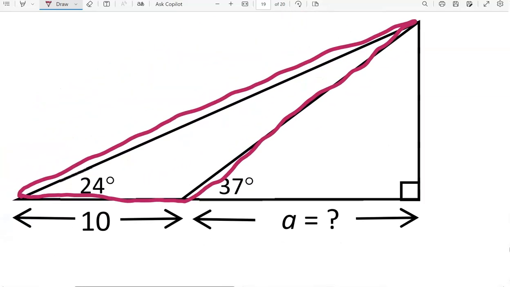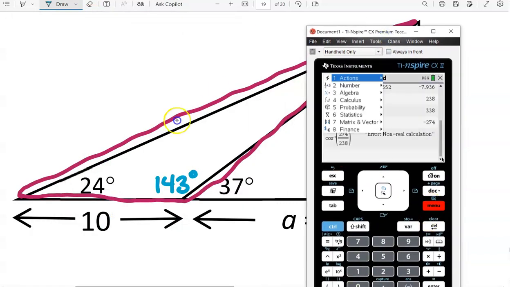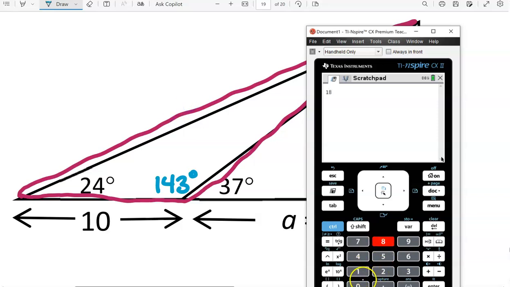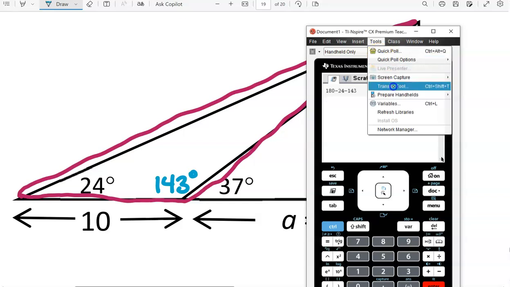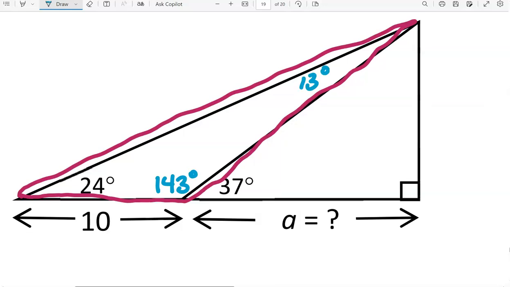One of the things that we can observe here is that we have to have supplementary angles here. So this is 143 degrees. And then in that triangle that I just outlined, there are 3 angles. Let's find the third angle, 180 minus 24 minus 143 equals 13 degrees. So that angle up there at the top is 13 degrees. Now within this triangle, we can set up the law of sines to find a missing side.